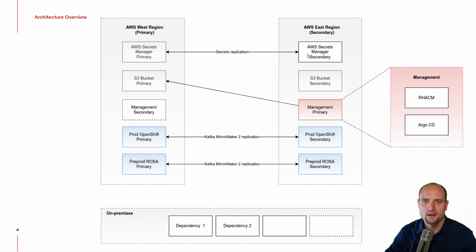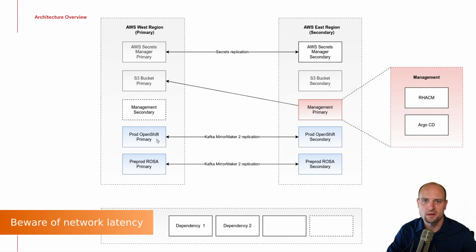In order to get the secret data created as secrets on OpenShift clusters, we install the External Secrets Operator on each of our clusters. This operator pulls the secret data from the AWS Secrets Manager in the same region. So there is no cross-regional communication in order for the External Secrets Operator to pull the secret data from the AWS Secrets Manager. It's always the same region.